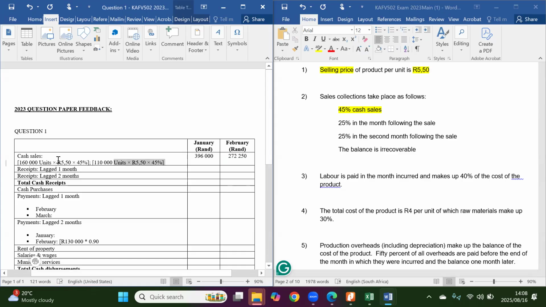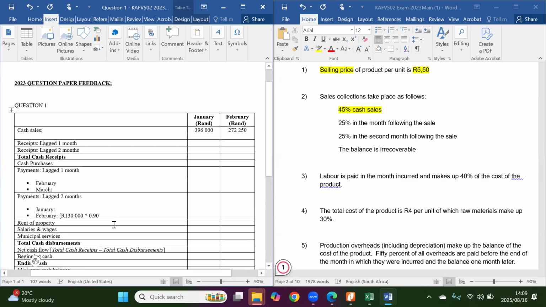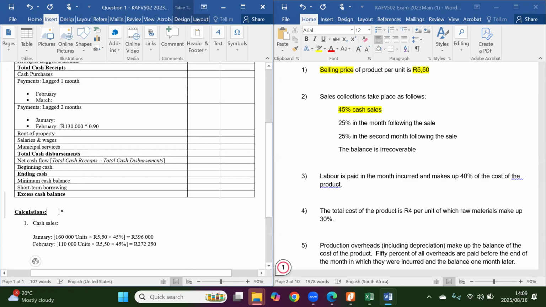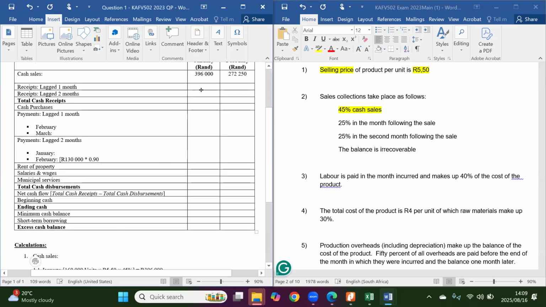If you want to show a direct calculation of cash sales, there is another way. Another way is to show the calculations separately at the bottom of your cash budget. For cash sales, you would indicate the cash sales for January, and you also show the ones for February. Maybe you can call this one 1.1 and this one 1.2 if you want. It's all up to you. But the key thing is to show the calculation references.